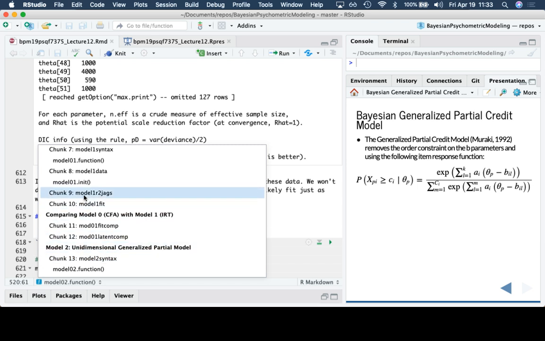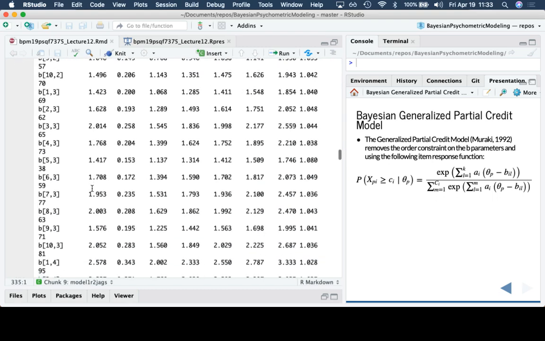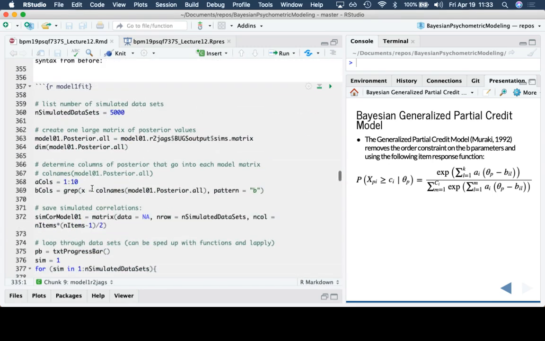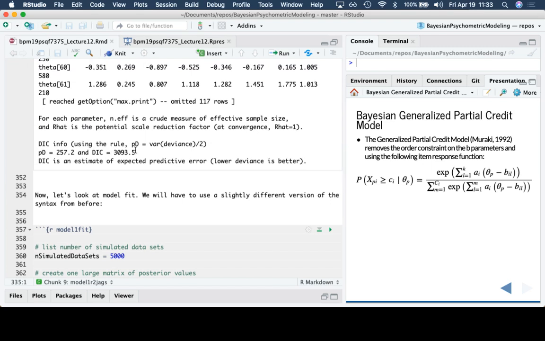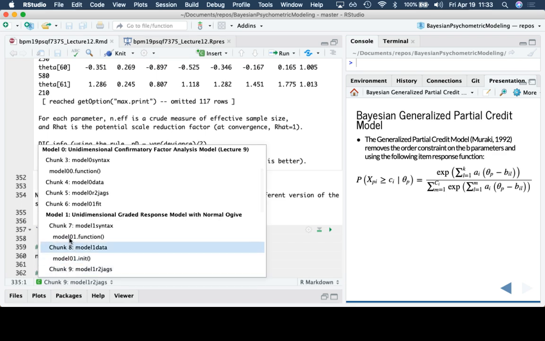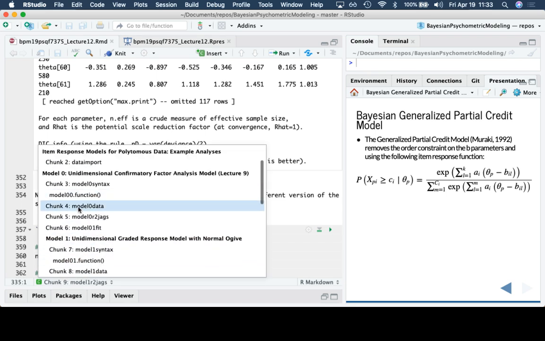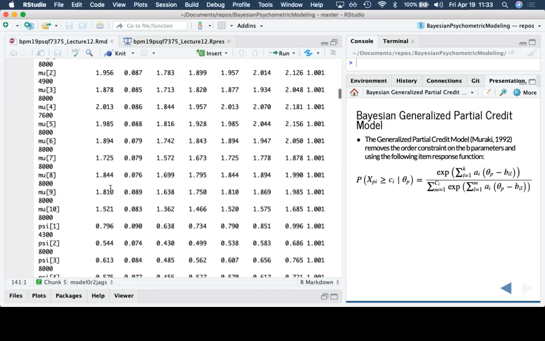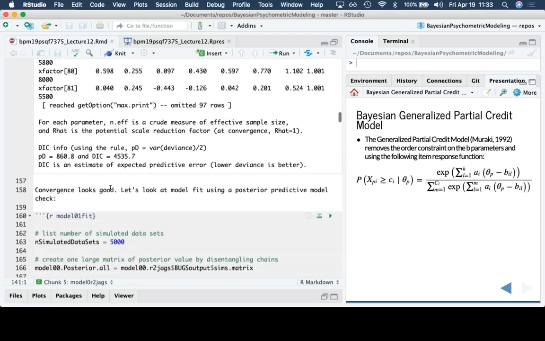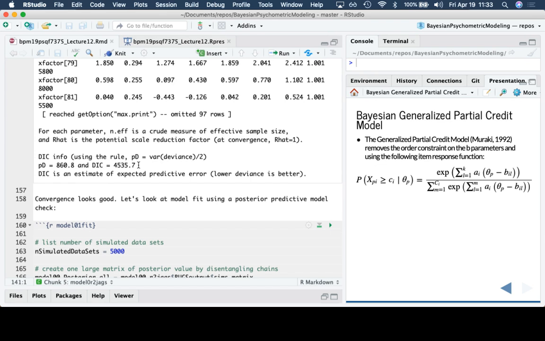If we look at the greater response, it's 3093.5, which indicates the greater response is slightly preferred, right? It was 3160 before. You want to see what it looks like in CFA? $4535.7. But that could be because the normal distribution can get very peaked when the variance is small.